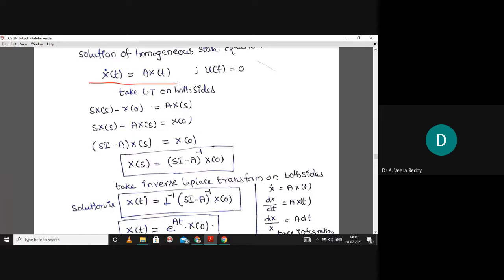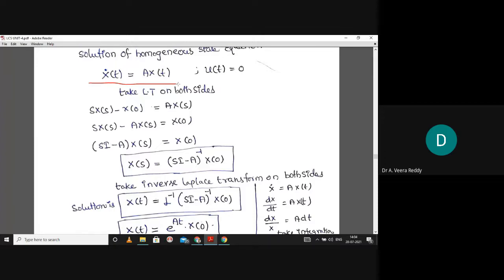Then in order to obtain the solution, take a Laplace transform on both sides. In control systems particularly, the Laplace transform, inverse Laplace transform, matrices, product of matrices, and inverse of a matrix are all very, very important. Without the knowledge of those mathematical concepts, it is very difficult to understand the concepts, isn't it?